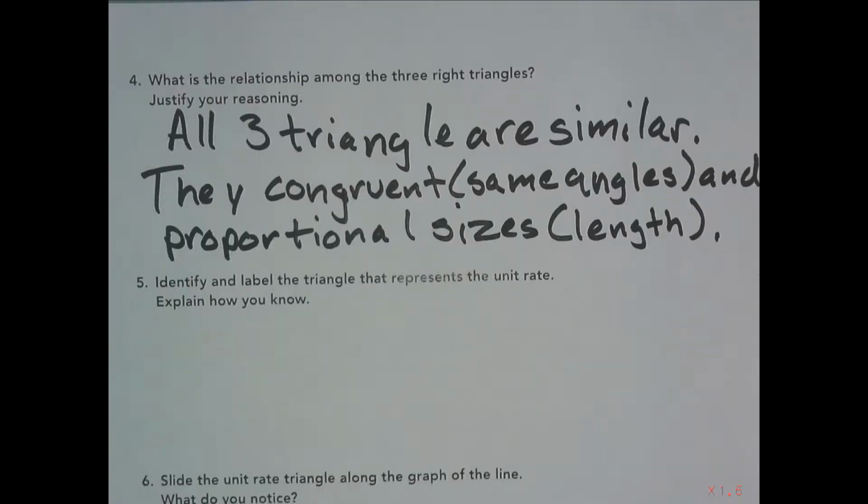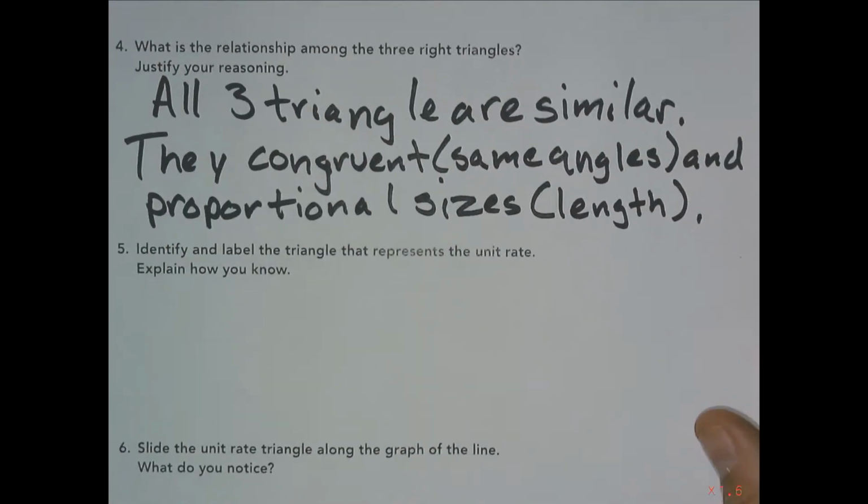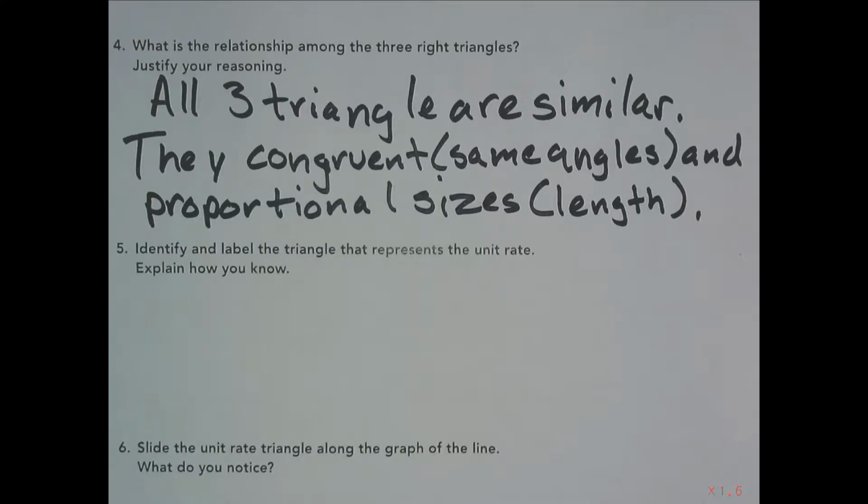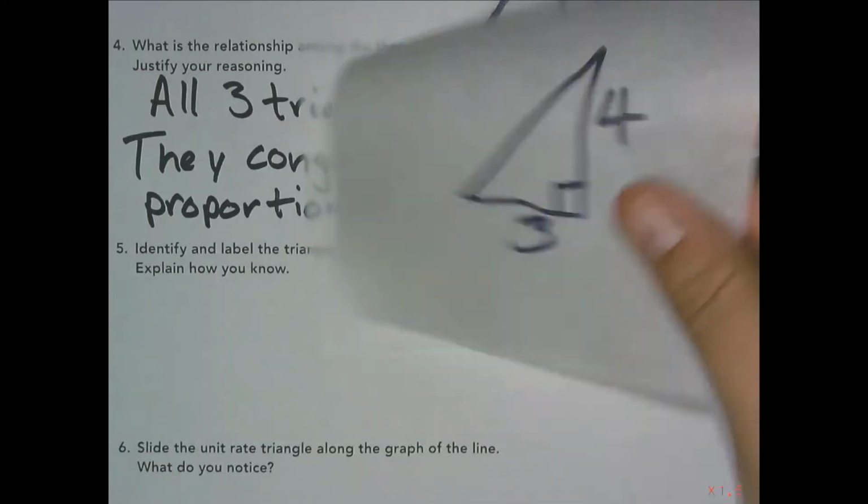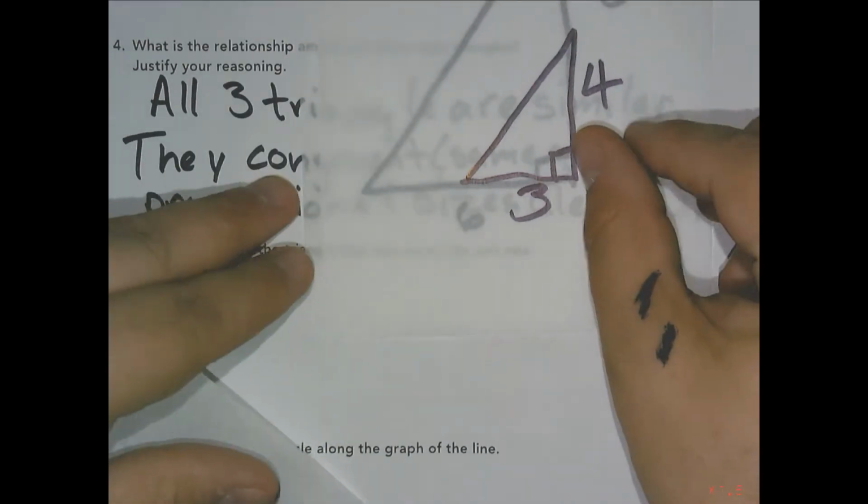So what we have is, it says that all three triangles are similar. We know they're similar because all three angles are the same, right? So they all have a 90-degree angle. In other words, I could put them all on top of each other like this. They all have the same top angle, right? Yes. And then they all have the same bottom angle. So all the angles are the same.